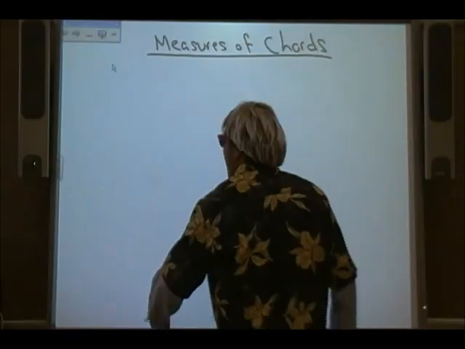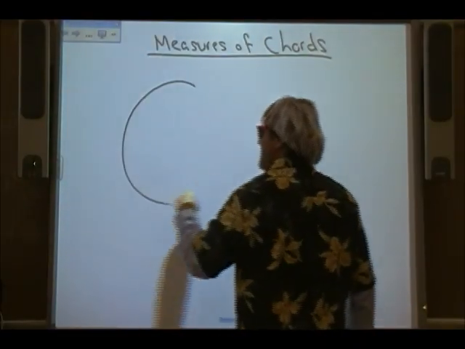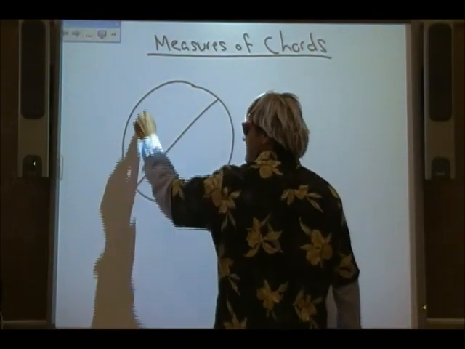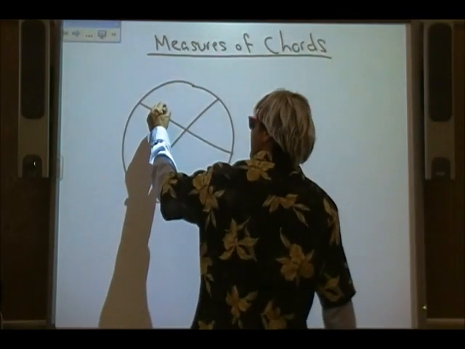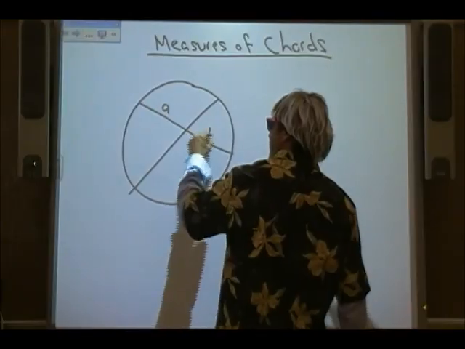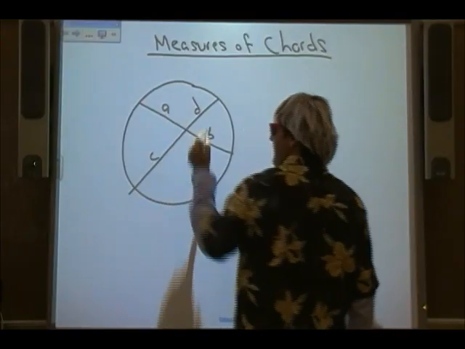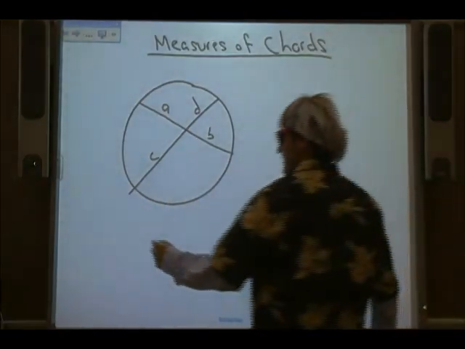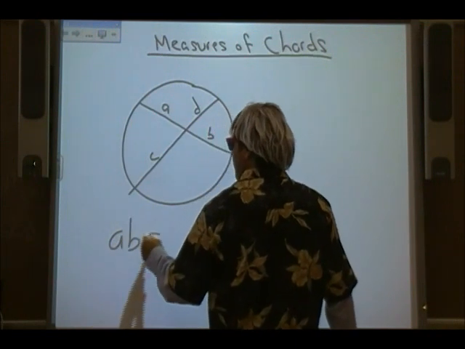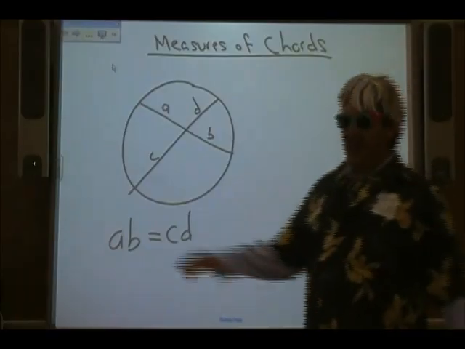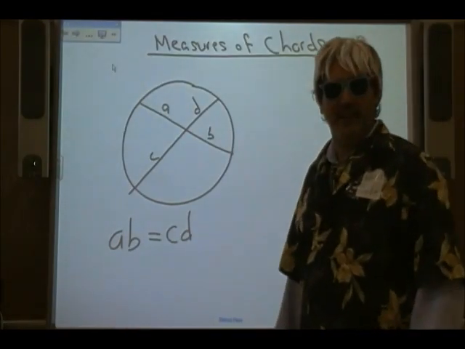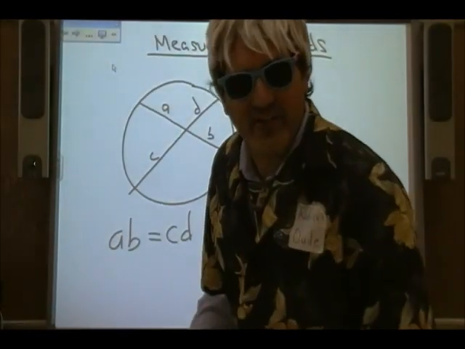And this is what I saw the other day. I saw this on a teacher's board. We had two chords intersecting. We'll call these AB and CD. And I saw this formula, AB equals CD. A times B is C times D. And I want to know, where does that come from?